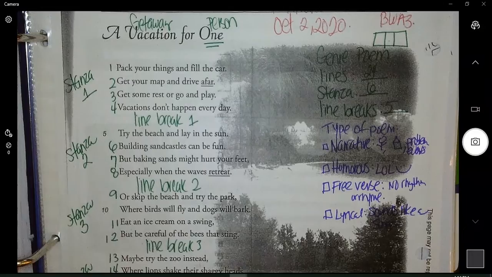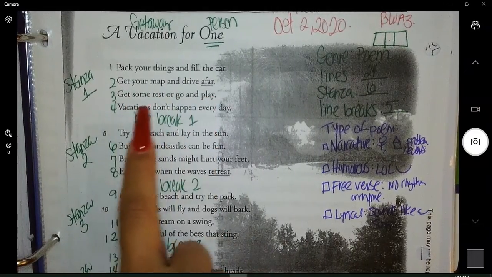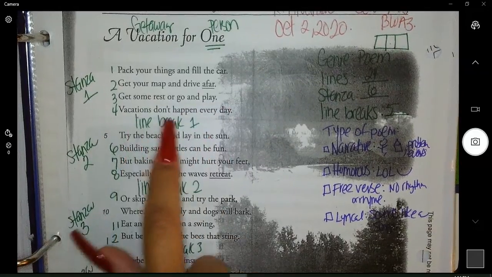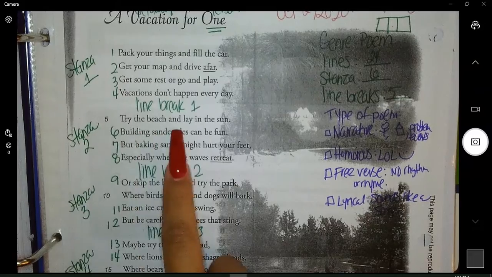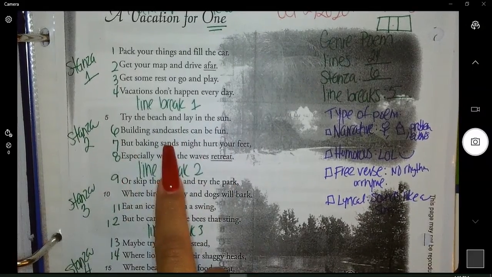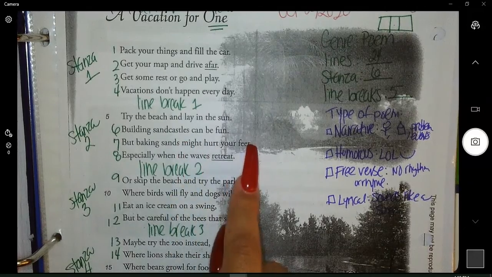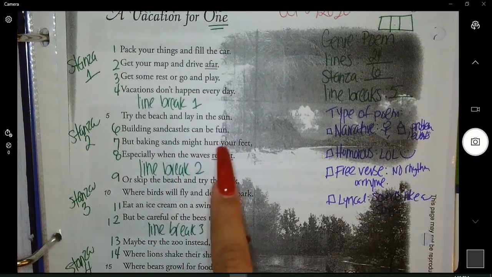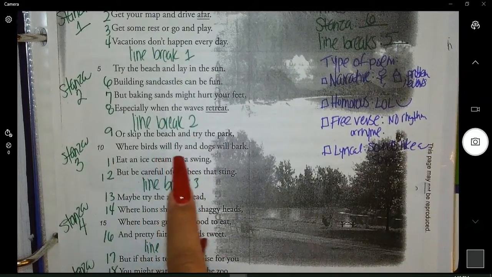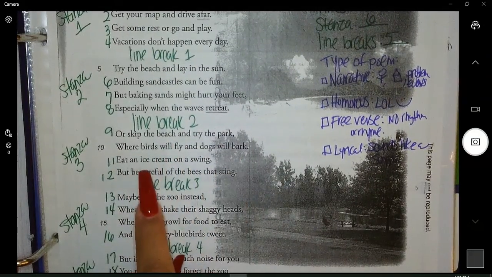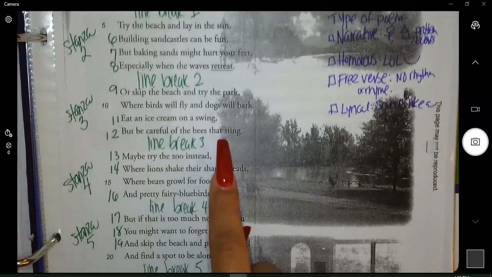So let's start. Pack your things and fill the car. Get your map and drive afar. Get some rest or go and play. Vacations don't happen every day. Try the beach and lay in the sun. Building sandcastles can be fun, but baking sands might hurt your feet, especially when the waves retreat. Or skip the beach and try the park, where birds will fly and dogs will bark. Eat an ice cream on a swing, but be careful of the bees that sting.